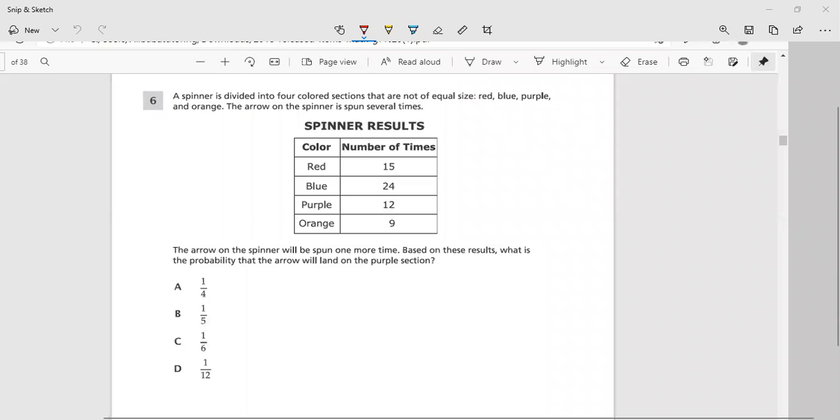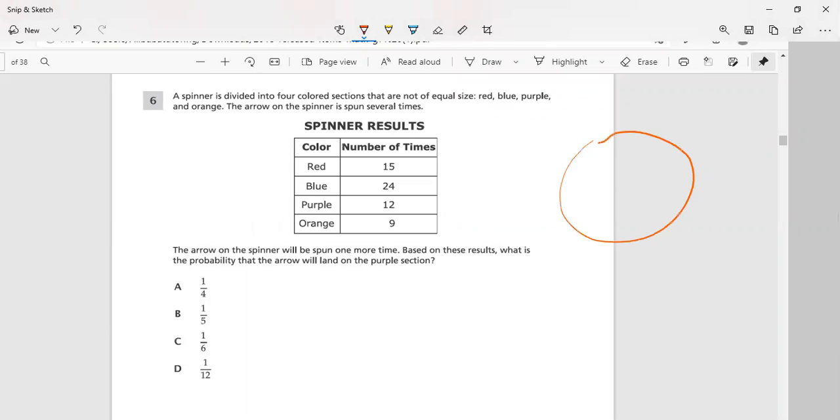All right, this one we did again. I'm just going to show it again here. It says a spinner is divided into 4 color sections that are not equal size. And I did draw a spinner. And what they mean by not equal size, imagine a pizza pie and you divide it in sizes that are not equal. Some people you give a bigger slice, others a smaller one, and so on, okay?